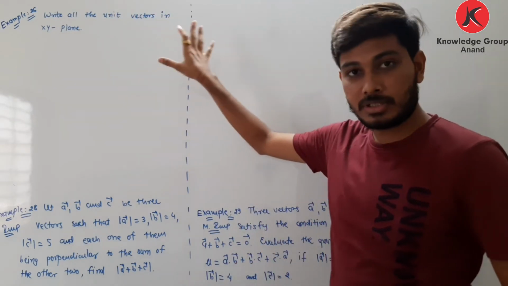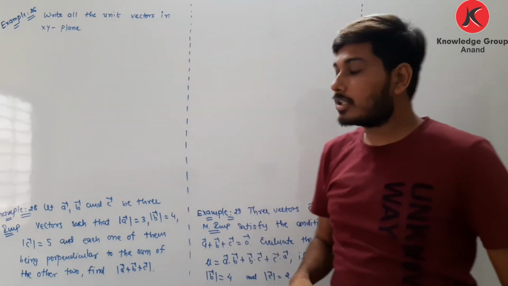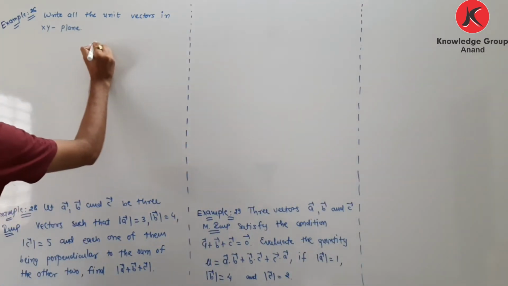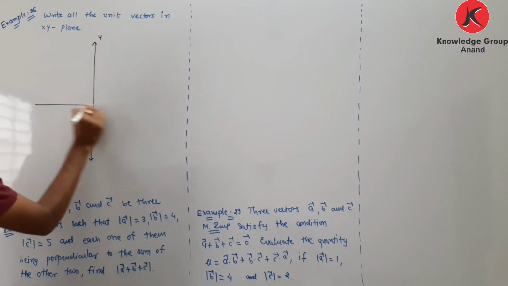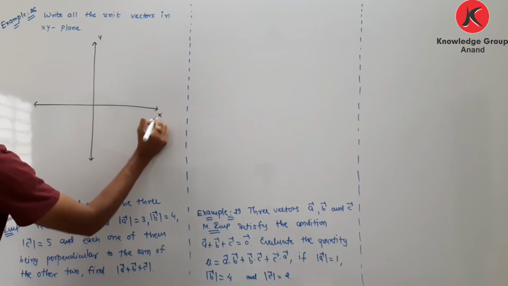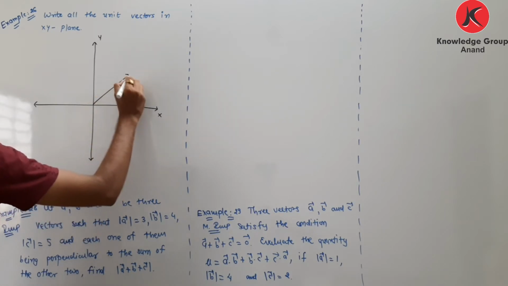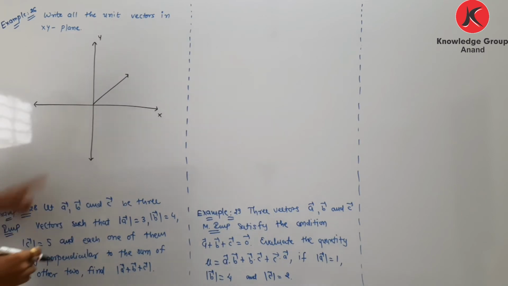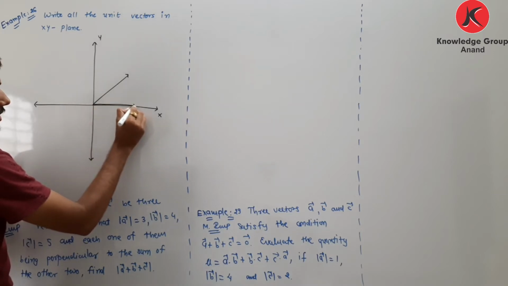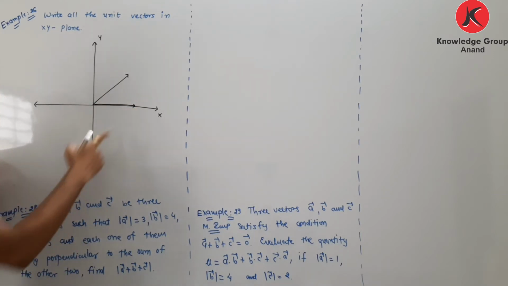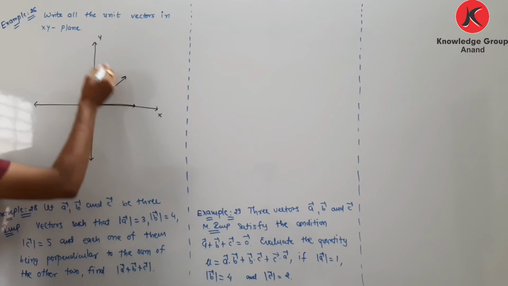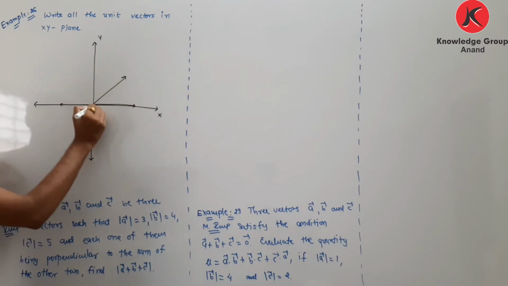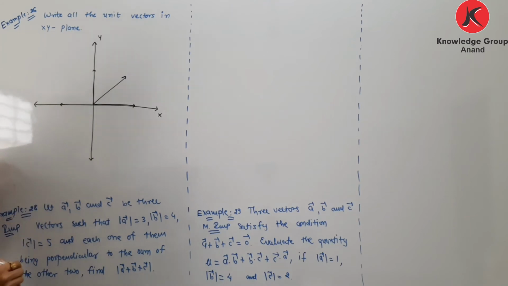Suppose this is our xy plane. We know the unit vector in the xy plane, suppose this is our y-axis, this is our x-axis, then this vector having magnitude 1 unit represents a unit vector in the xy plane. Same as the vector in this direction having 1 unit magnitude is also our unit vector. This is a unit vector. In this way, another unit vector will be obtained on this side. You can write like this. This is also a unit vector.